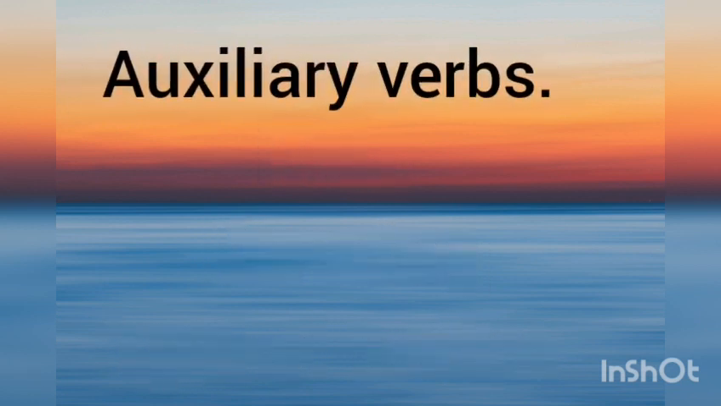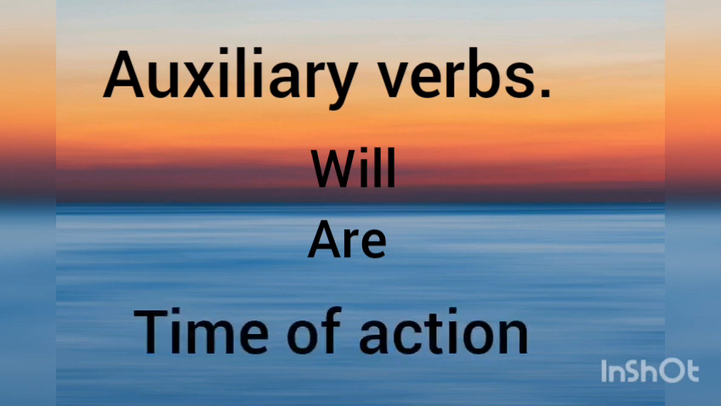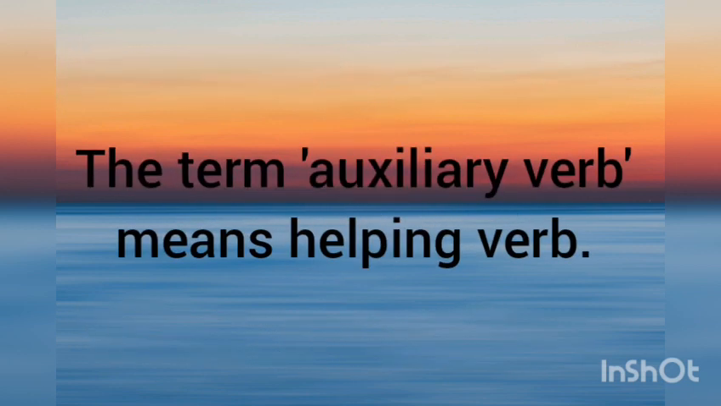And the auxiliary verbs are will in the first sentence and are in the second sentence. They denote the time of action. So we can say this is an auxiliary verb. So what I told, auxiliary verb means helping verb. They are usually used with the main verbs to show tense, etc. Right? And they are also used to form questions and negatives.